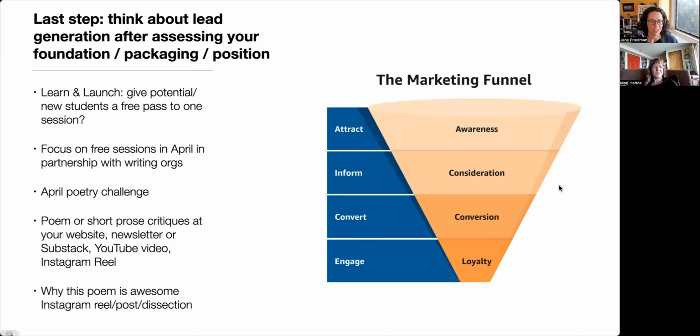All right. So the last step now, finally, is thinking about the lead generation. After we've assessed all of the rest of it, we're ready for this. And this is where we talk about the marketing funnel. So, how do people first become aware of you? When they get to your website, they're considering you. They convert when they actually make a purchase. And then when they come back for the second class, that's loyalty. So, those are the different stages.